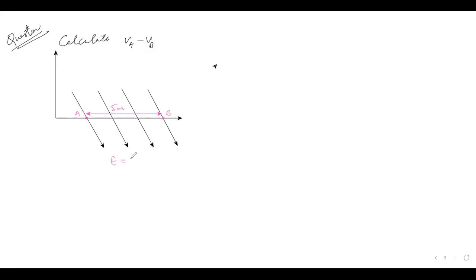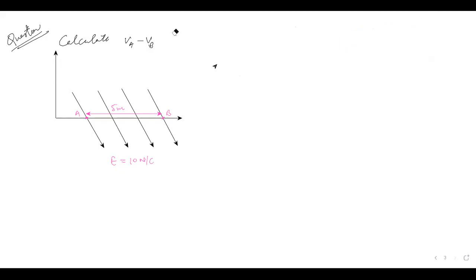Your electric field is given as 10 Newton per coulomb. Okay. It is saying that calculate VA minus VB. I think you have already studied this equation. VA minus VB is equal to minus of E dot RBA. Have you already studied this equation or not with me? Hamza? Yes, sir.